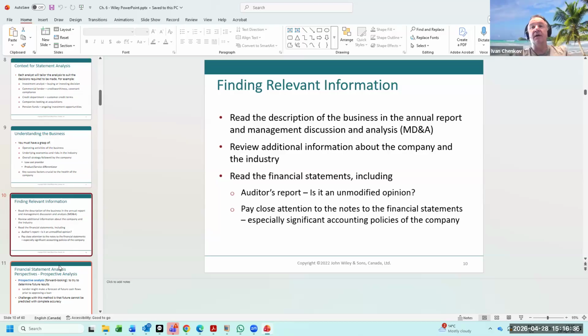We're going to review any other additional information about the company. We're going to read the financial statements. Also, we're going to read the auditor report. What kind of audit opinion did the auditor express when reviewing the financial statements? Is it modified? Is it unmodified? Qualified? And obviously, we're going to pay close attention to the notes to the financial statements and the management discussion and analysis.